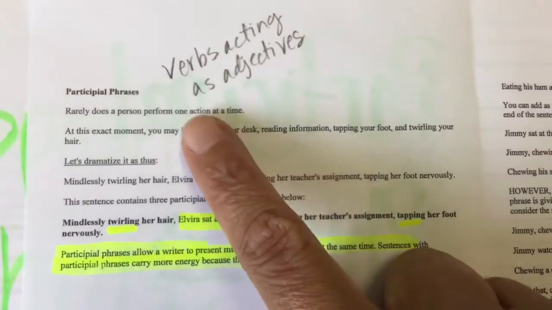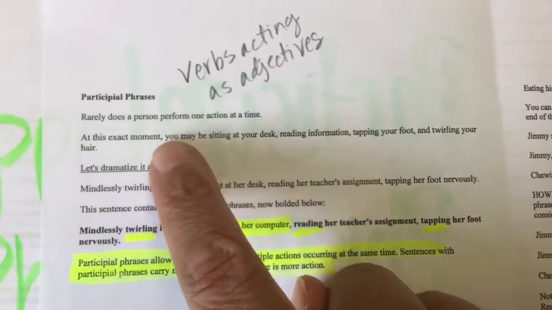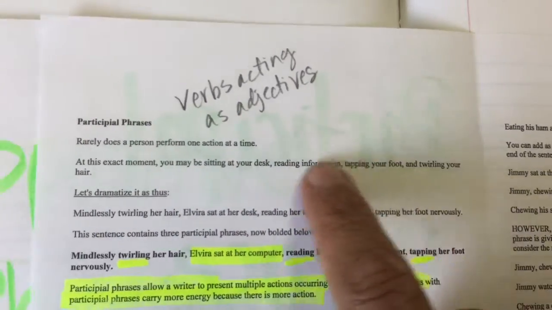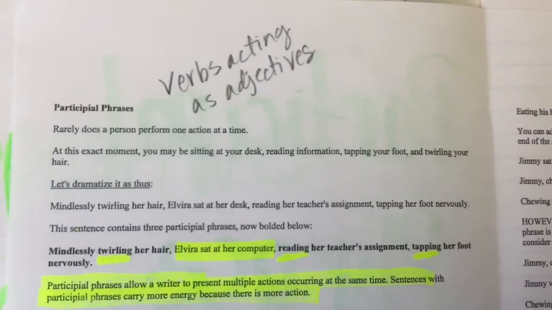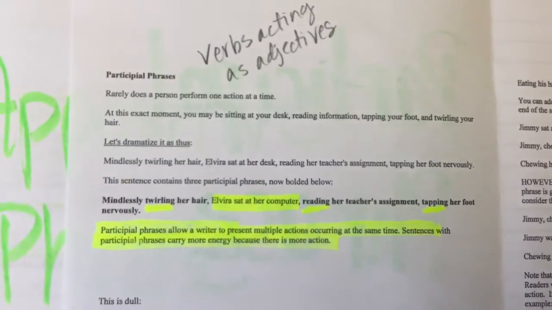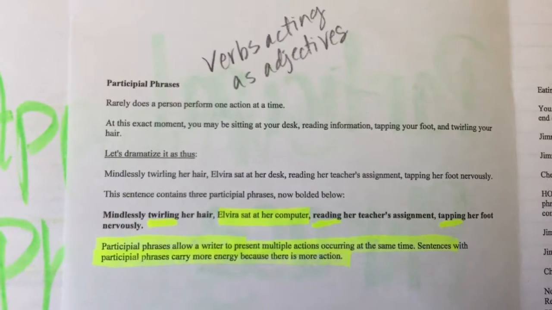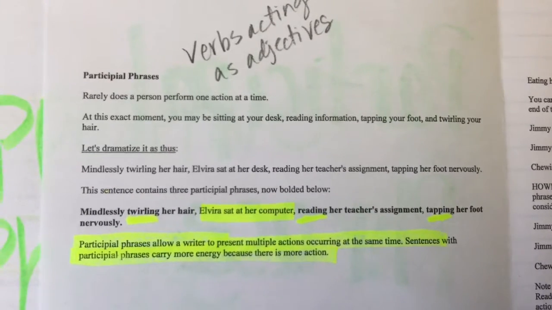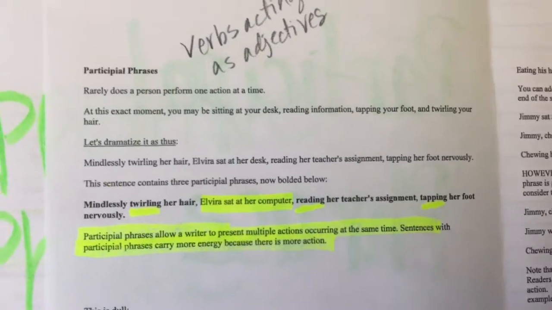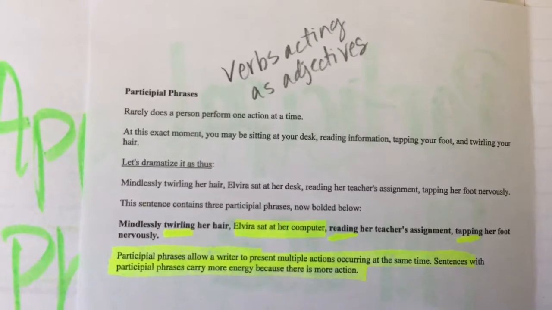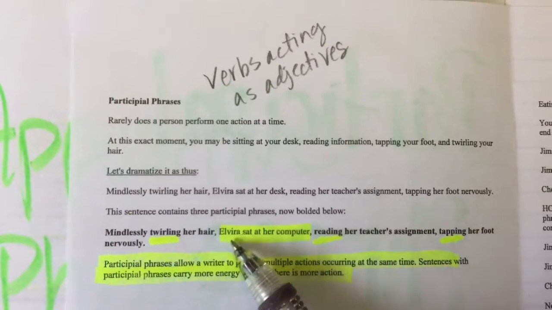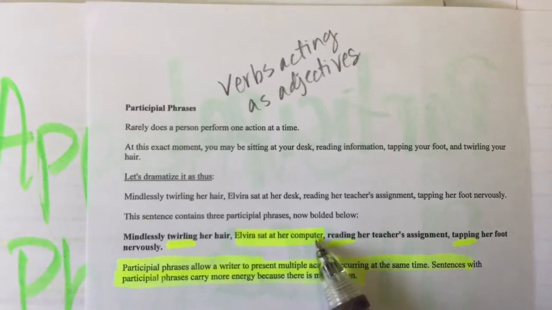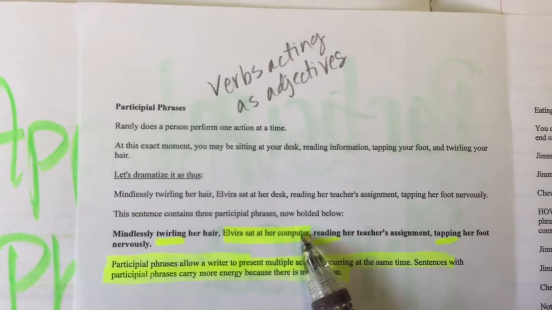So rarely does a person perform one action at a time. At this exact moment, you may be sitting at your desk, reading information, tapping your foot, and twirling your hair. So it could read something like, mindlessly twirling her hair, Elvira sat at her computer, reading her teacher's assignment, tapping her foot nervously. Remember, we want to find the subject and the verb. Elvira sat, right? This is your sentence, but we wanted to add something to it.